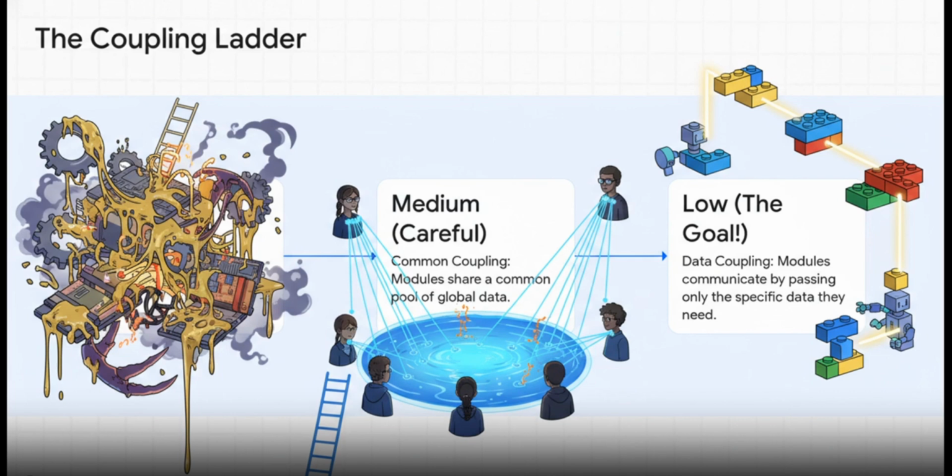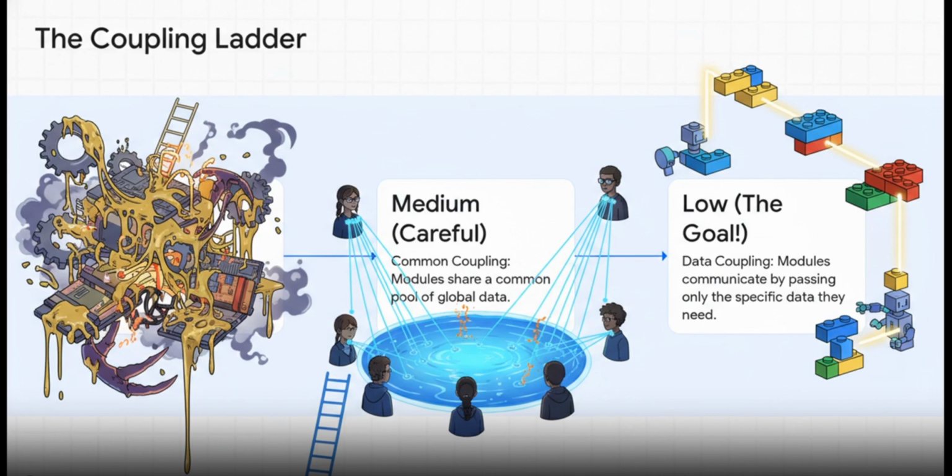So, let's really break down this coupling ladder because not all connections are created equal. Down at the very bottom, the absolute worst of the worst is something called content coupling. This is where one module literally reaches inside another one and messes with its internal data. Imagine one Lego brick trying to forcefully change the color of another. It is a huge no-no. It's a recipe for chaos.